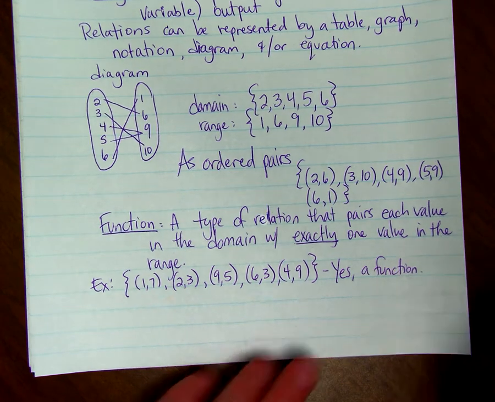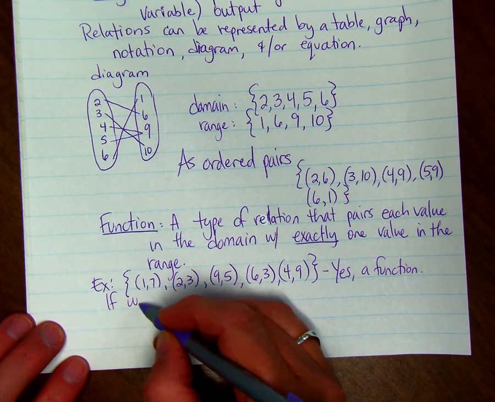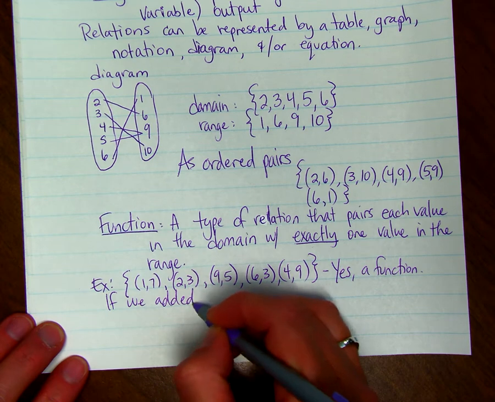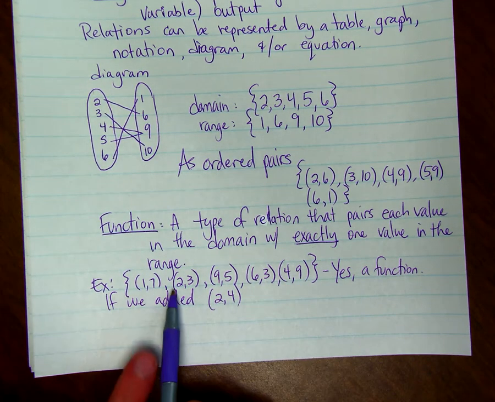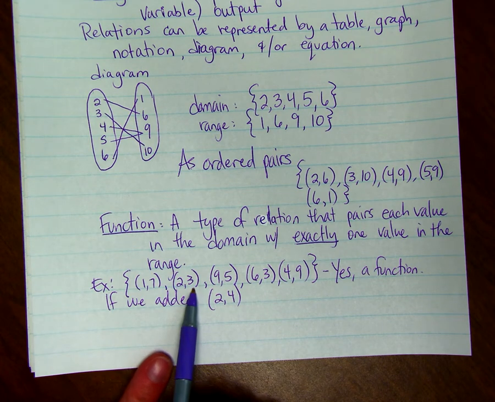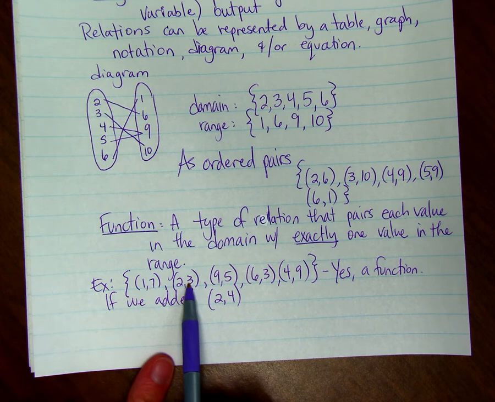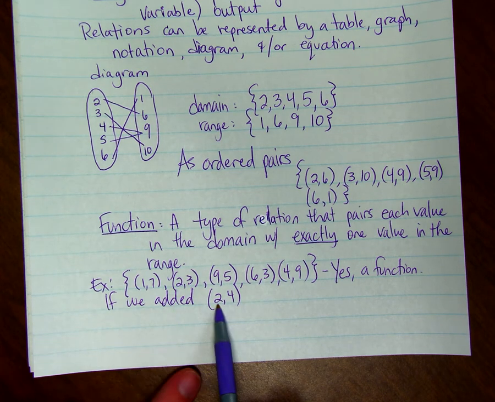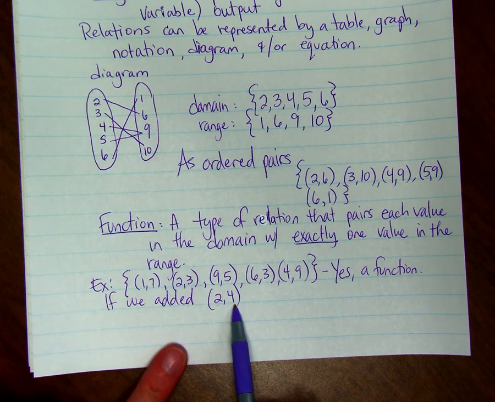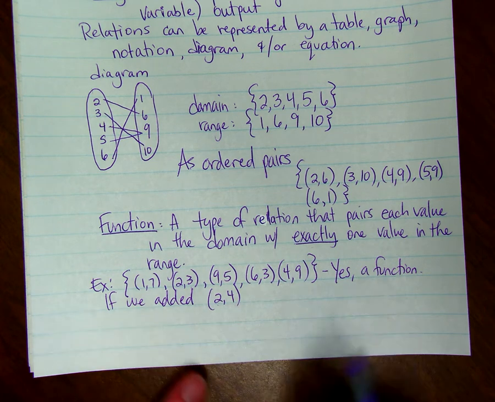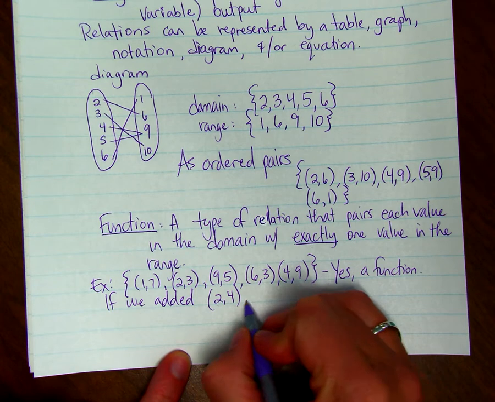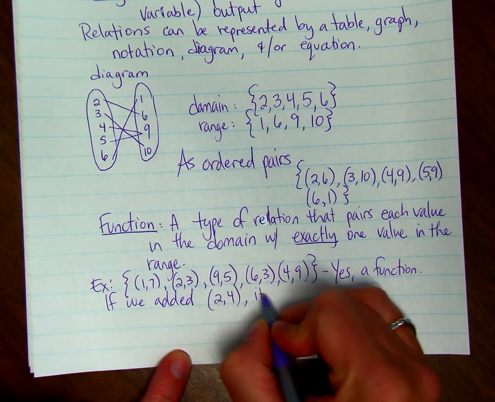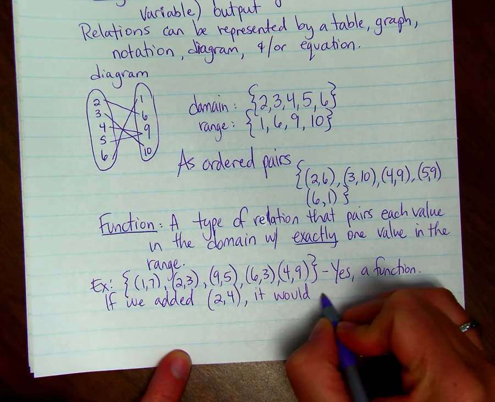Now, if we added a number, so let's say we added the point 2, 4. Notice that we already have a 2 input, and it's supposed to be 3. So in order to stay a function, you can only get 3 when you input 2. Well, if we add the ordered pair 2, 4, it's no longer a function because now 2 is mapped to 3 and 4. So if we added that point, it would no longer be a function.